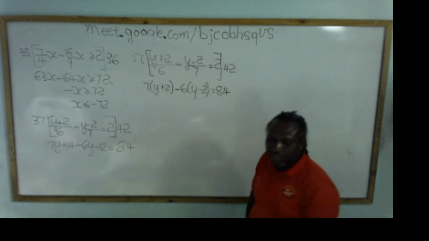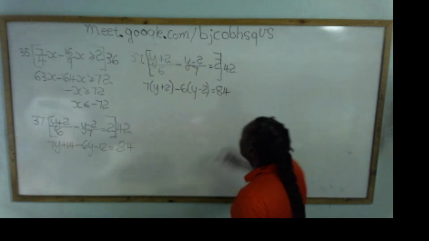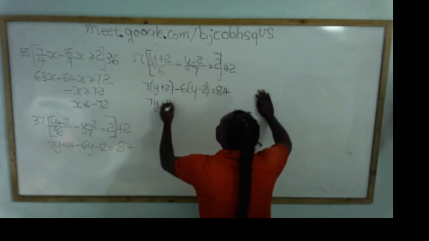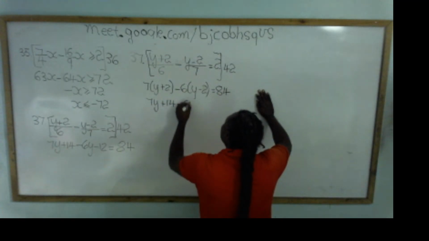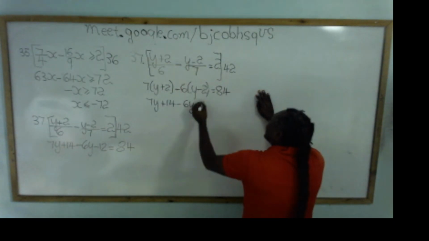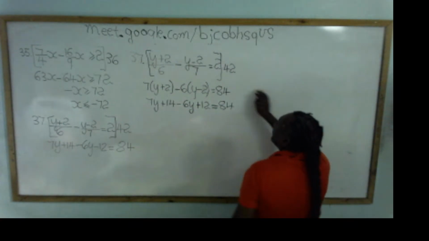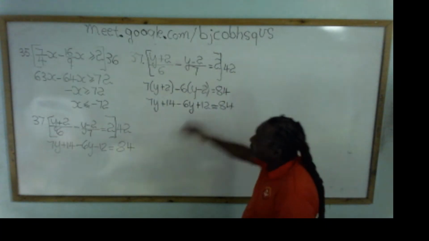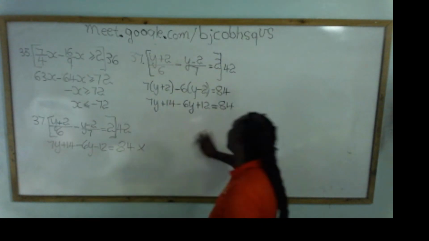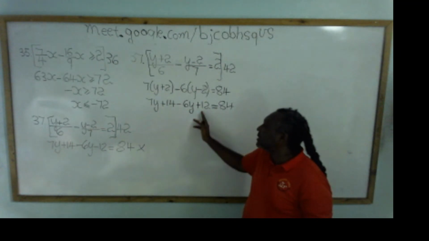Then we proceed to expand the brackets. Seven times y, 7y, 14, minus 6y. Negative times negative is positive. So there it is, students. Look here. See the negative 12? See the positive 12? Correct. Because negative 6 times negative 2 is a positive 12.